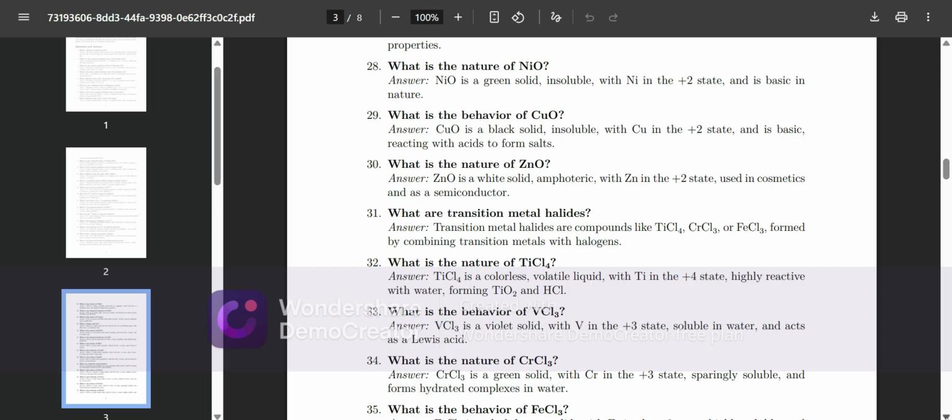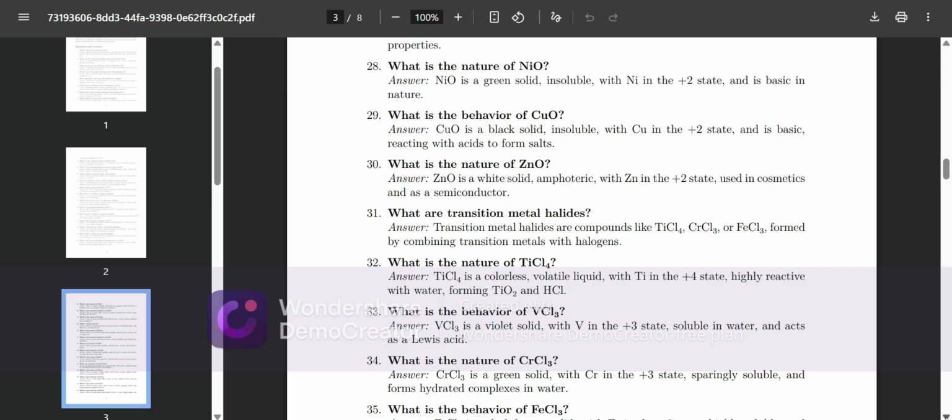What is the nature of zinc oxide? Zinc oxide is a white solid, amphoteric, with zinc in the +2 state, used in cosmetics and as a semiconductor. What are transition metal halides? Transition metal halides are compounds like TiCl4, CrCl3 or FeCl3, formed by combining transition metals with halogens.